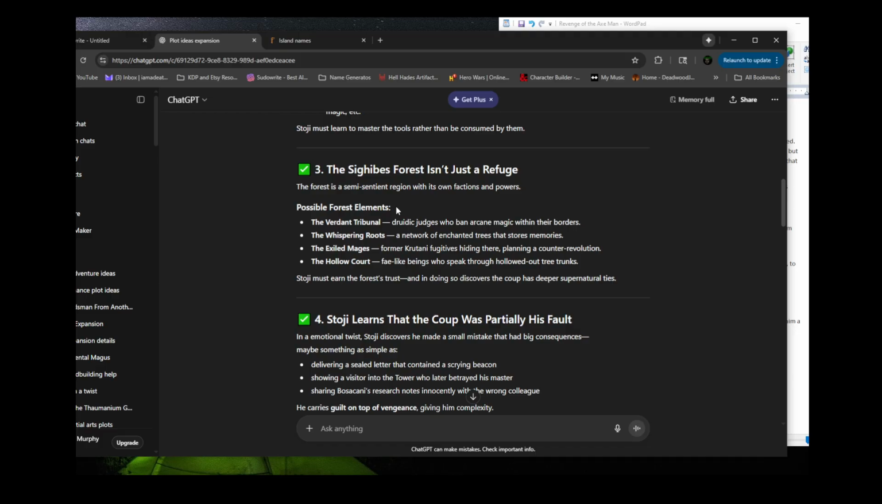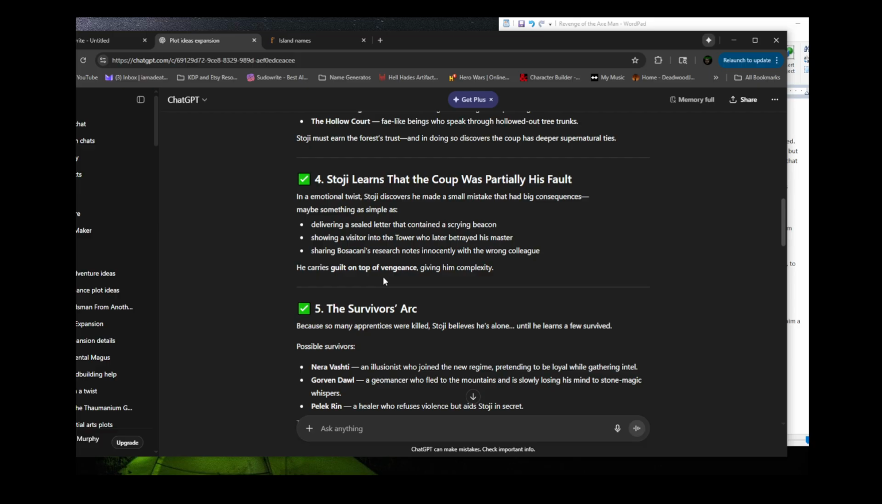Even though I don't want the forest to be a significant thing, we can add something to it if there's something here. No. Druids that don't like arcane magic, no. Whispering roots, enchanted trees, nah. Exiled mages, maybe. Or a fey court in the forest. None of those are really speaking to me. The coup was partially his fault. So, he's made a small mistake that had big consequences.